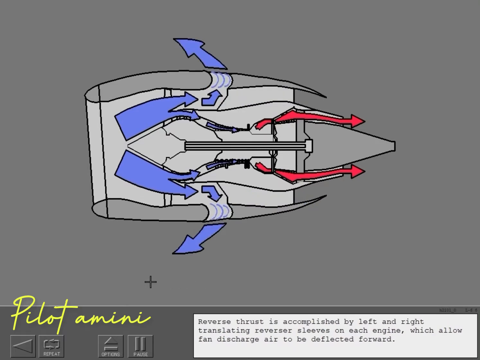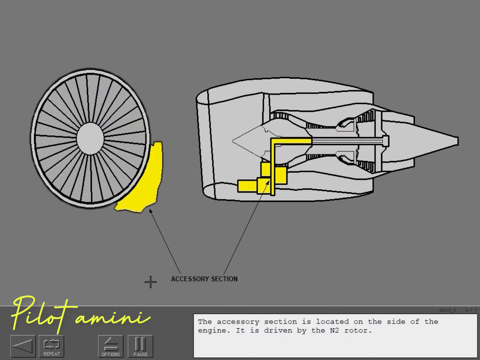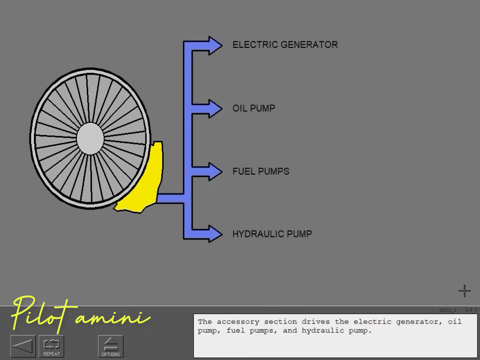Reverse thrust is accomplished by left and right translating reverser sleeves on each engine, which allow fan discharge air to be deflected forward. The accessory section is located on the side of the engine. It is driven by the N2 rotor. The accessory section drives the electric generator, oil pump, fuel pumps, and hydraulic pump.